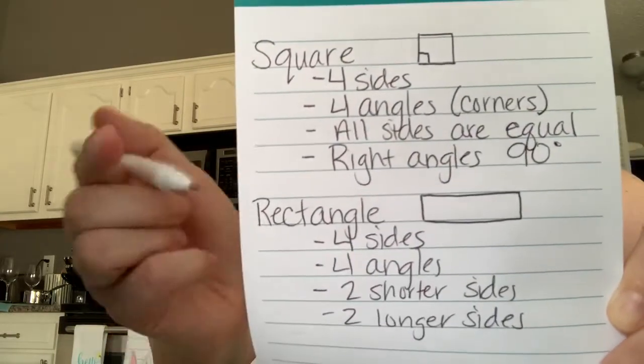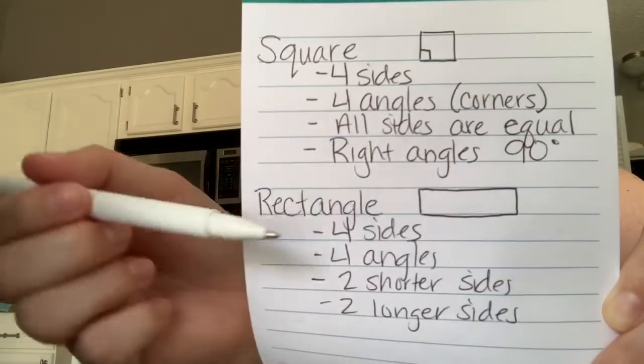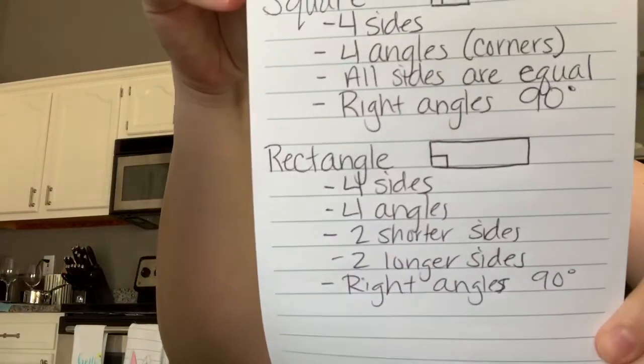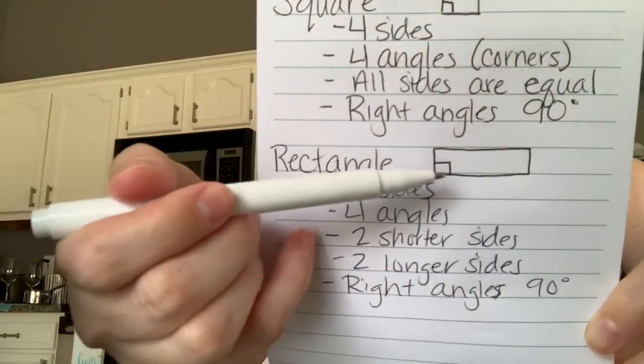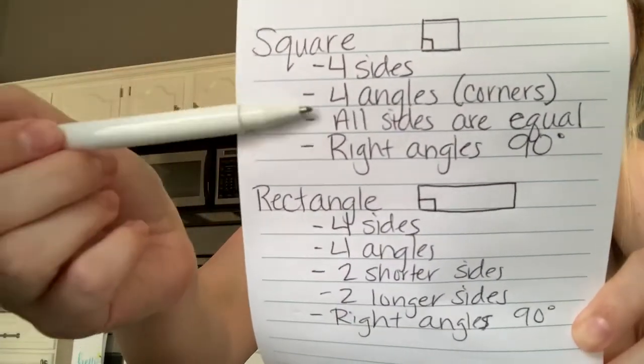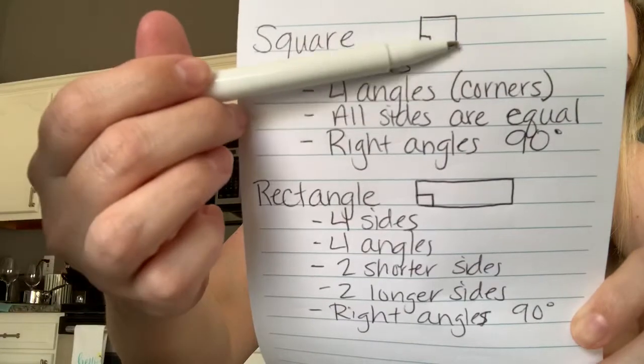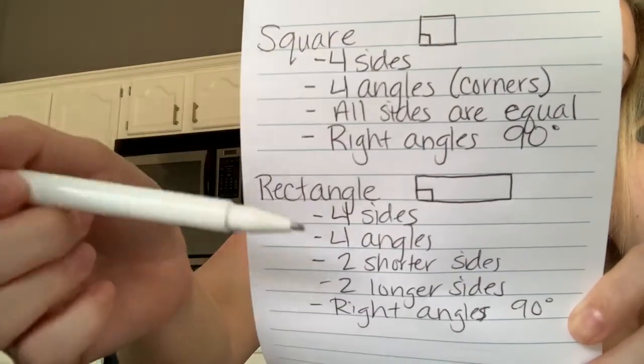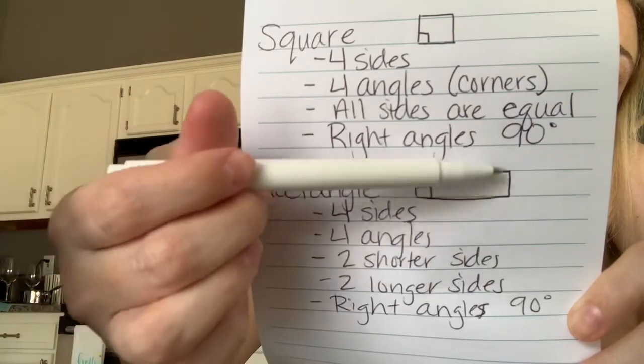Okay, the angles, are they right angles? Yes, they are. Good job. They make those perfect square angles. They have those right angles that equal 90 degrees. Do they have 4 just like a square? They sure do. So the biggest difference between a square and a rectangle is that a square, all the sides are the same size, whereas a rectangle, you have 2 shorter ones and 2 longer ones. It is basically a stretched out square.